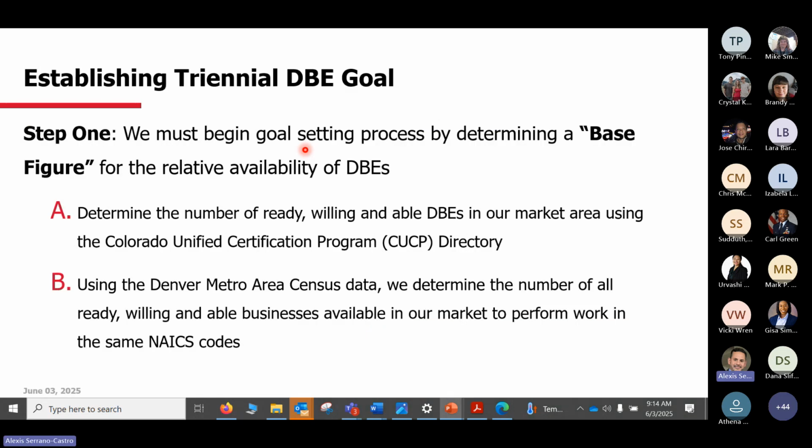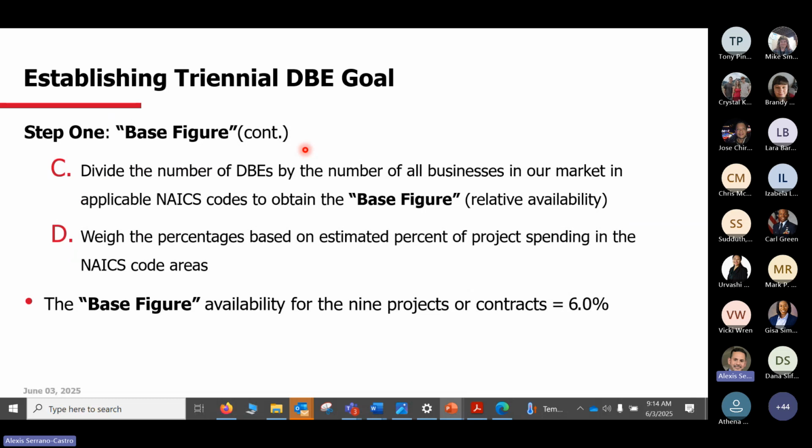So once we have those listed projects, again, step 1 is to look for the base figure. The base figure is to determine the number of ready, willing, and able DBEs, again, using only the Colorado Unified Certification Program, listing how many firms, DBEs or not, we have in the Denver metropolitan area using the Denver metro area census. And then the third step is dividing the number of DBEs by the number of all businesses in our market using those particular NAICS codes, because we have to do it based on the NAICS code.